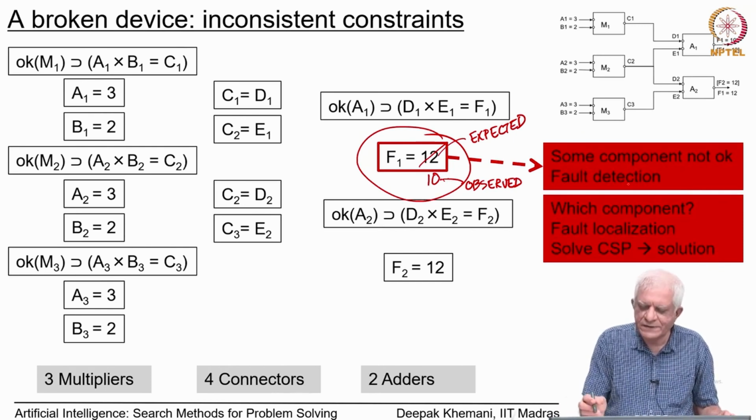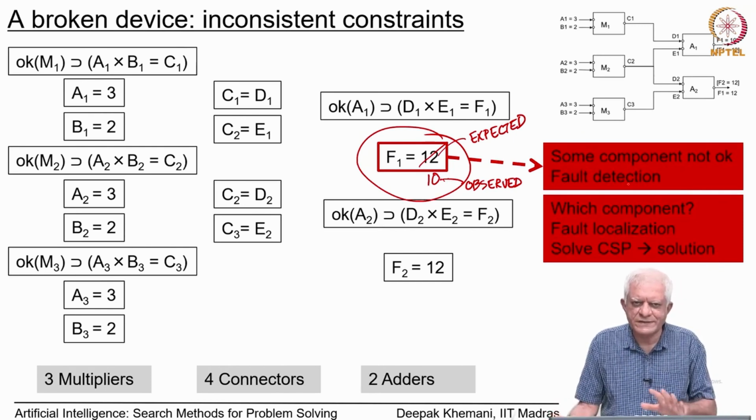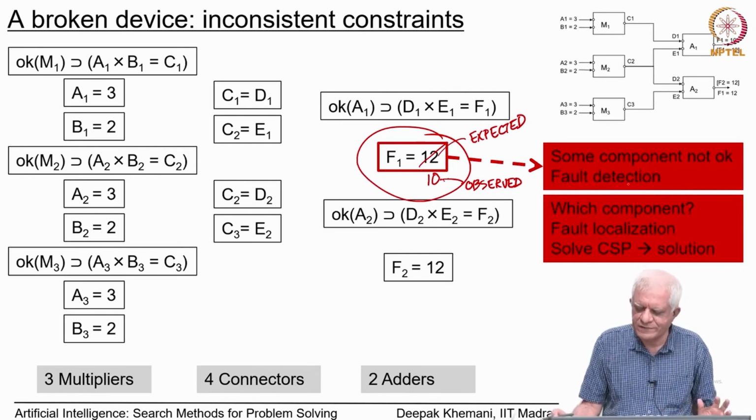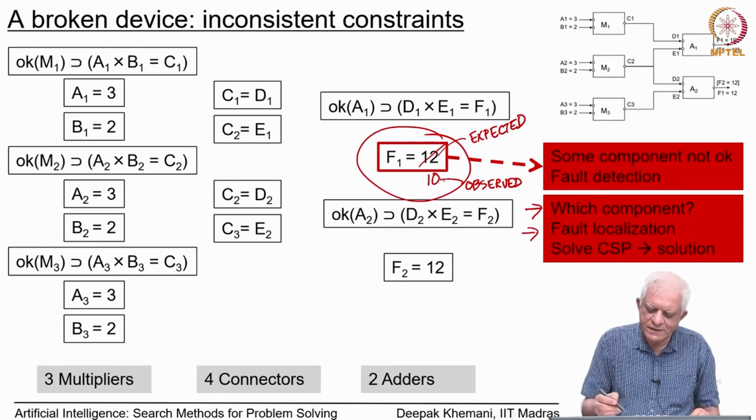The first thing you must realize is that some component is not okay. So, remember that we had said that our assumption is that it is the components only which can fail. The connectors are flawless. So, we have identified that there is a fault. The next question is which component, which is often termed as fault localization, and the way we do it is that we will solve this new constraints. What is this new constraint?